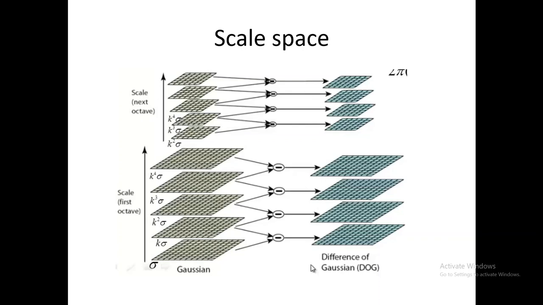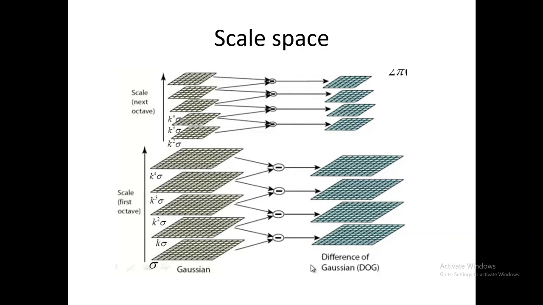We can see here in the first octave we have an image and we make it blurrier and blurrier in its scale, and in the next octave, which also consists of different scales, the image is at half of its size. Here we should be clear that the scale represents the blurrier version, and the octave represents the size of the image. Once we get this scale and octave, we subtract these images and find the difference of Gaussian.